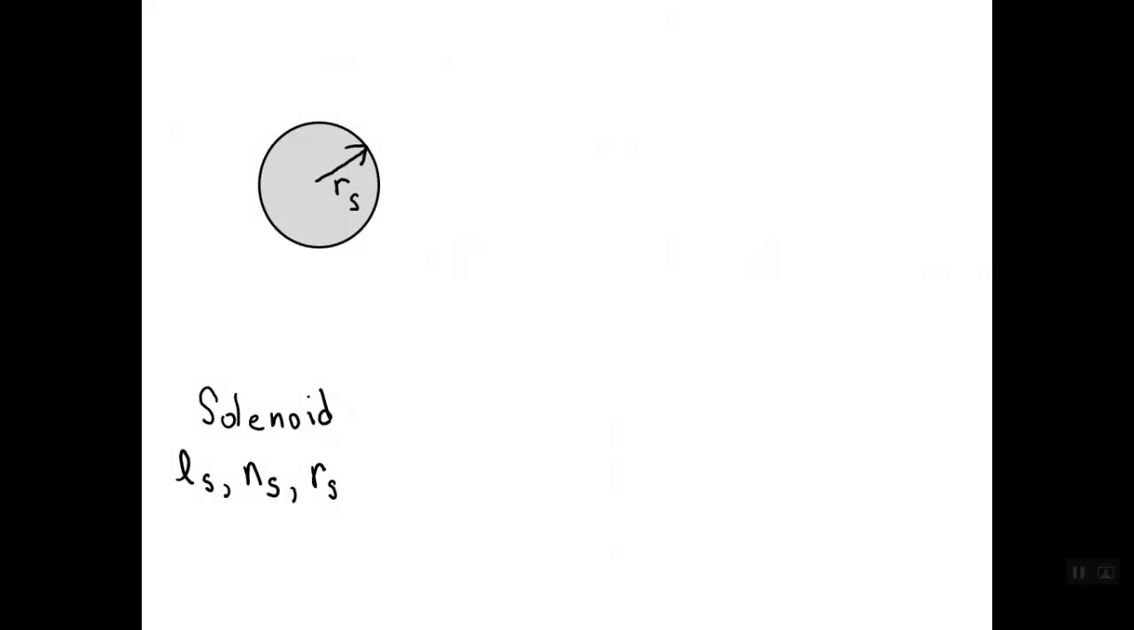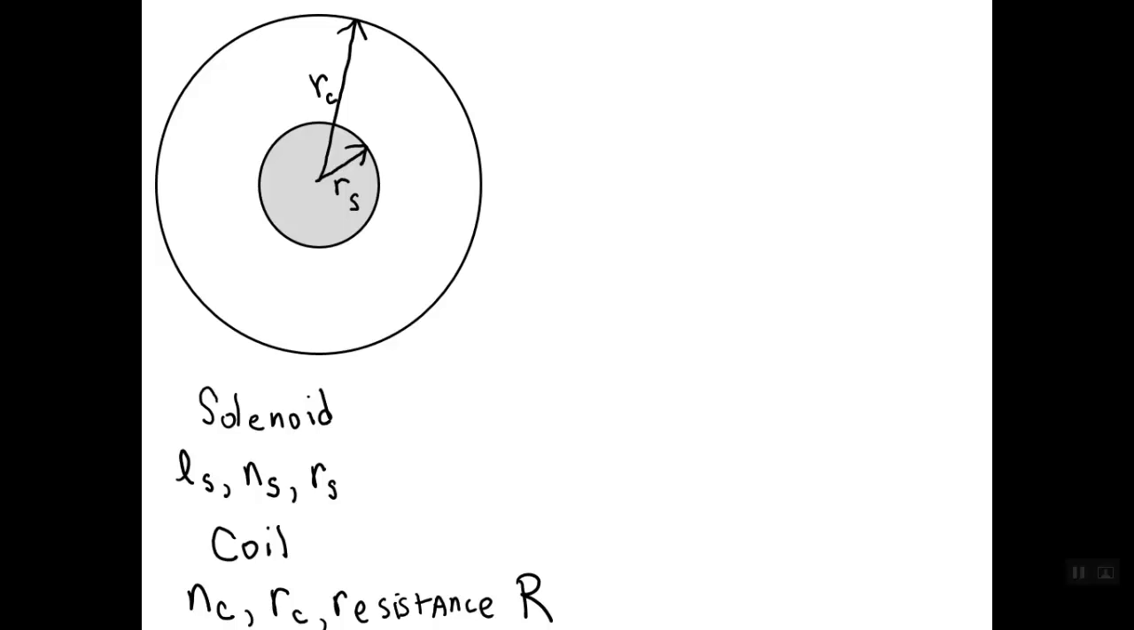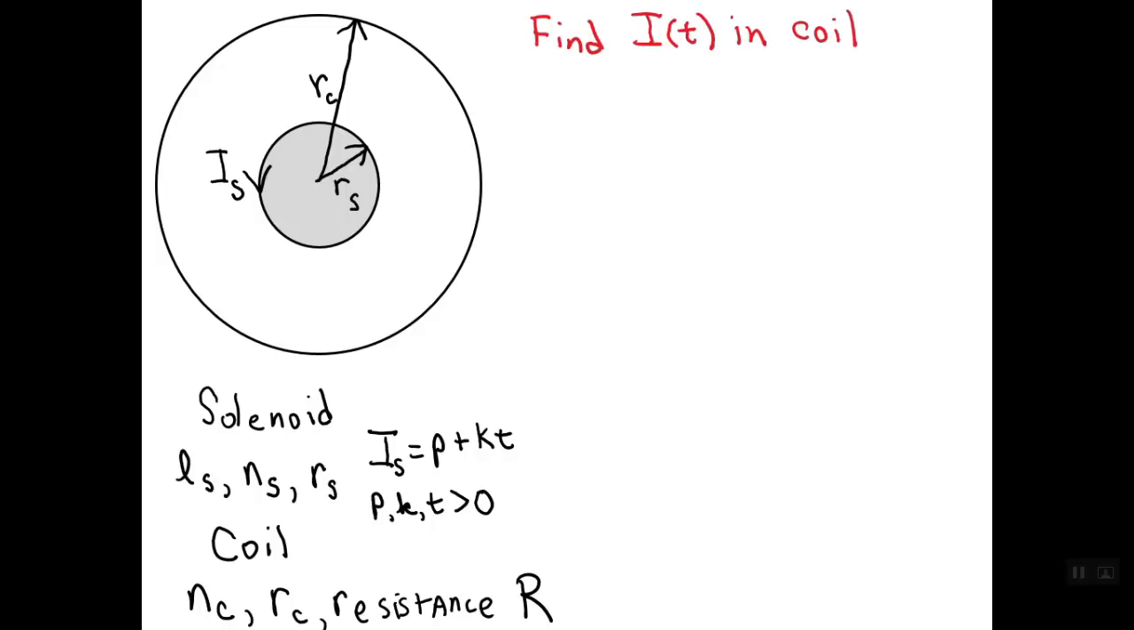Consider this end view of the solenoid with N sub s loops of radius r sub s and total length L sub s. The solenoid passes through a coil with N sub C loops of radius R sub C. The resistance of the entire coil is capital R. Additionally, we impose a current I sub S that is a function of time as shown with positive constants P and K. Let's find the induced current I in the coil as a function of time for t greater than 0.